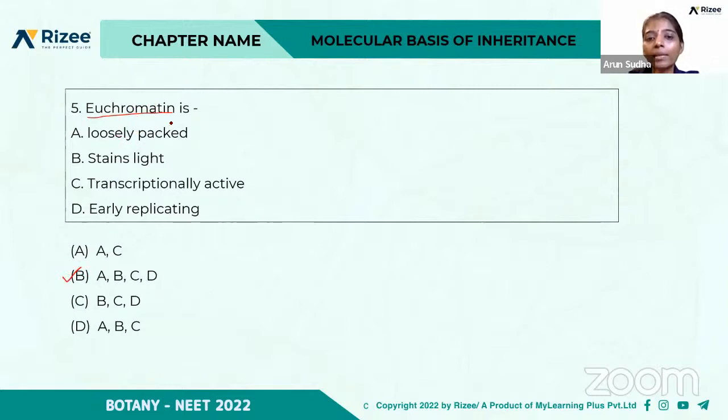Euchromatin is loosely packed. Euchromatin stains light and it is the transcriptionally active form of chromatin. It is early replicating, so it replicates in the early S phase, but heterochromatin replicates later in the S phase. So this is also a right statement. So all are correct statements, so B is the right option.